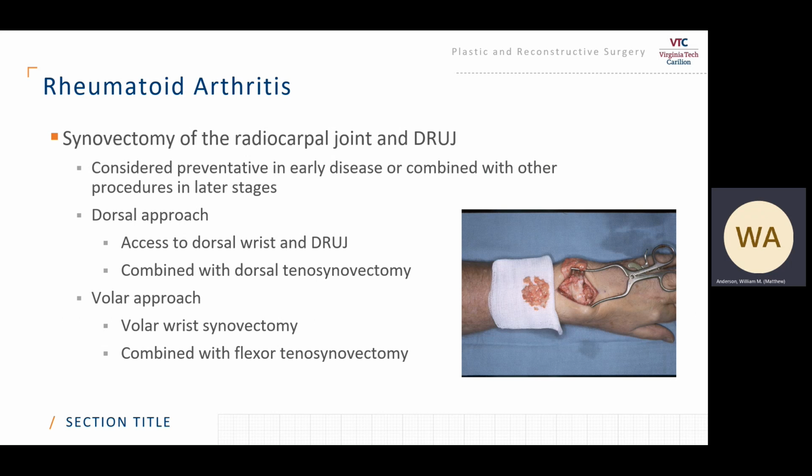So, treatment of the rheumatoid wrist: synovectomy of the radiocarpal joint and the DRUJ. This is considered a preventative procedure if done early in the disease course, but is often combined with other procedures in later stages. This can be done via a dorsal approach. Access to the dorsal wrist joint and the DRUJ is possible via this approach. It's typically combined with dorsal tenosynovectomy. A volar approach has also been described. It involves volar wrist synovectomy and is, again, typically combined with flexor tenosynovectomy.